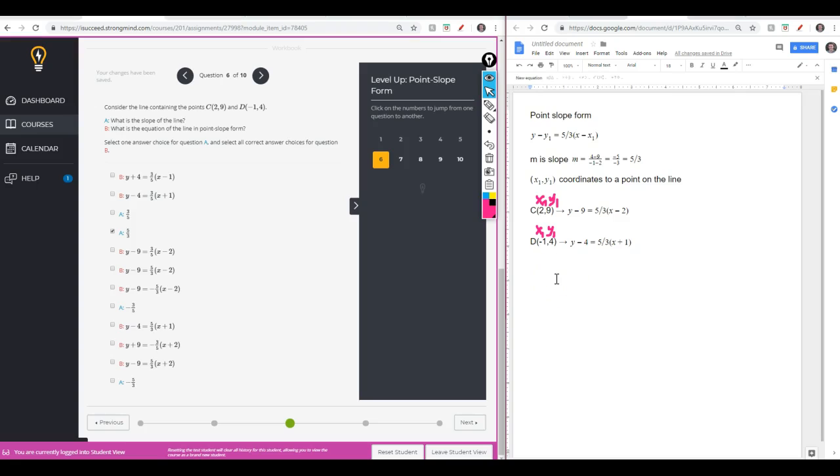So notice, remember from the questions back, it is still going to represent one line. We're just creating 2 different equations because we're at 2 different points on that line. So I'm looking for y minus 9 is equal to 5/3 times x minus 2, which is right there, and I am looking for y minus 4 is equal to 5/3 times x plus 1, which is right there.